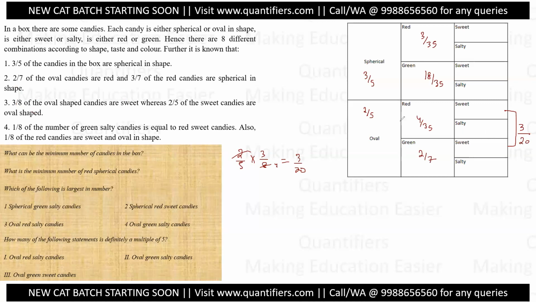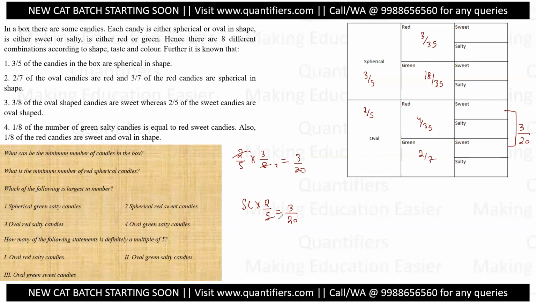All right, sweet are 3 by 20. Whereas 2 by 5 of the sweet candies are oval shape. So of the sweet candies, 2 by 5 is oval shape. Sweet candies की जो 2 by 5 है, वो oval shape sweet है. All right, that is equal to 3 by 20.